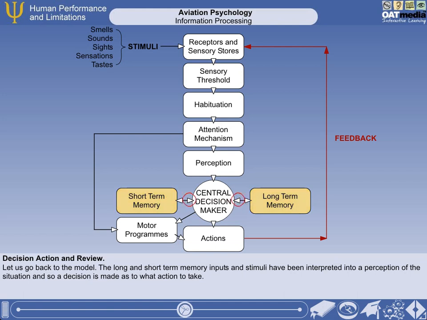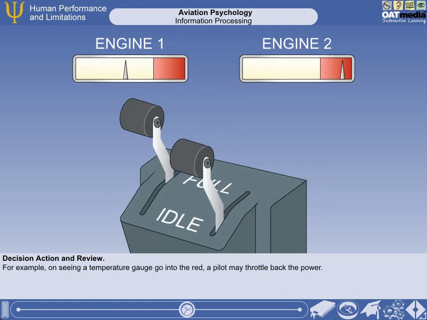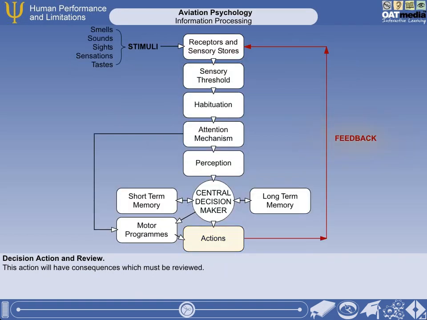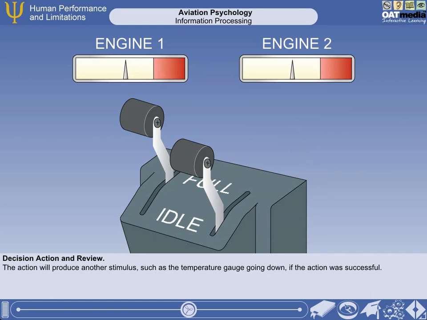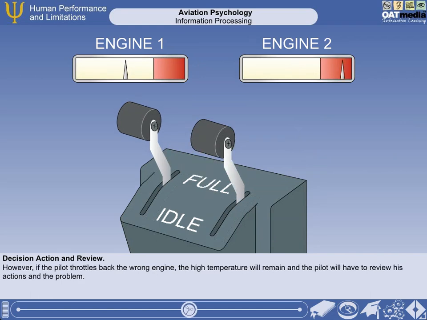Let us go back to the model. The long and short-term memory inputs and stimuli have been interpreted into a perception of the situation, and so a decision is made as to what action to take. For example, on seeing a temperature gauge go into the red, a pilot may throttle back the power. This action will have consequences which must be reviewed. The action will produce another stimulus, such as a temperature gauge going down if the action was successful. However, if the pilot throttles back the wrong engine, the high temperature will remain and the pilot will have to review his actions and the problem.